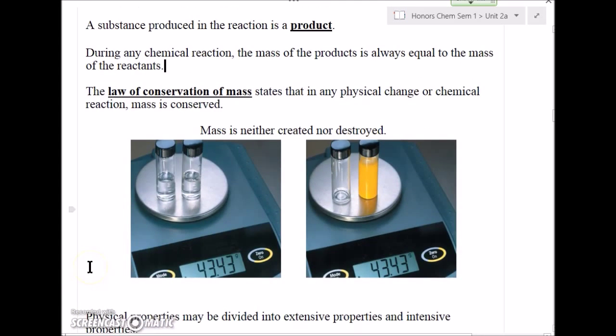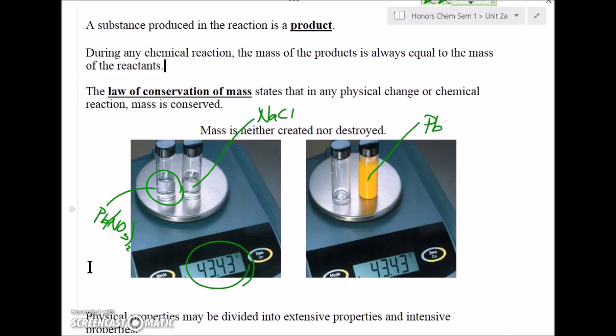So here I've got two vials of something. Now I'm guessing one of these is like lead nitrate, and the other one is maybe like sodium chloride. And so before I mix these 2 together, the mass is 43.43 grams. Okay, whatever. Then if I mix them together, now I form a precipitate where it has some lead chloride and then some sodium nitrate.